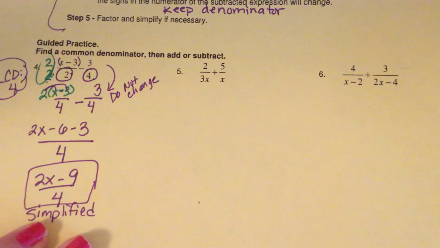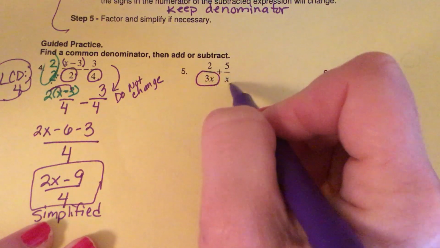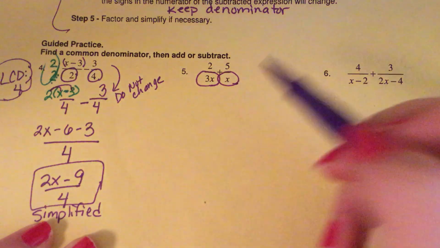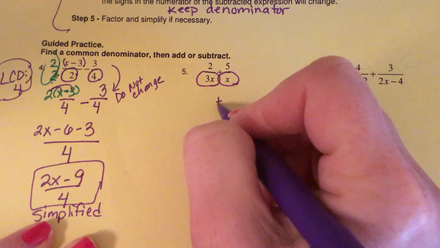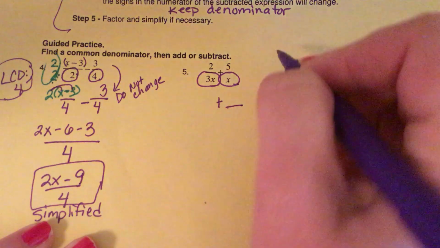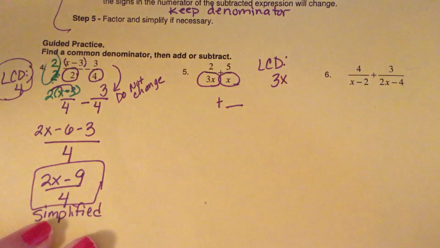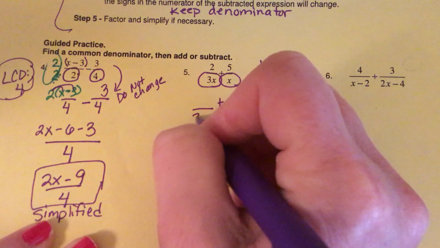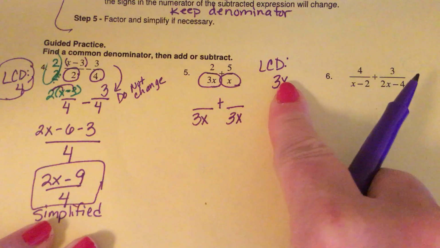Okay, so number 5. Look at our denominators. See, okay, what's the smallest thing they both go into? Well, this one has 3x, this one just has an x. So if this fraction over here had a 3x on the bottom, they would be the same. So let's write both of our fractions as 3x on the bottom. That's my least common denominator, 3x.